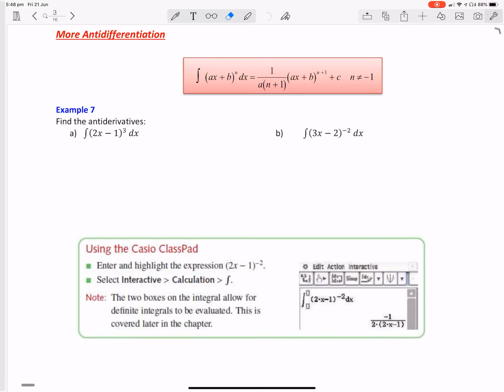Right now we're going to be going through some more anti-diff. In this case we're looking at, basically, the inverse of the chain rule. So we're going backwards. I'll just refresh you.